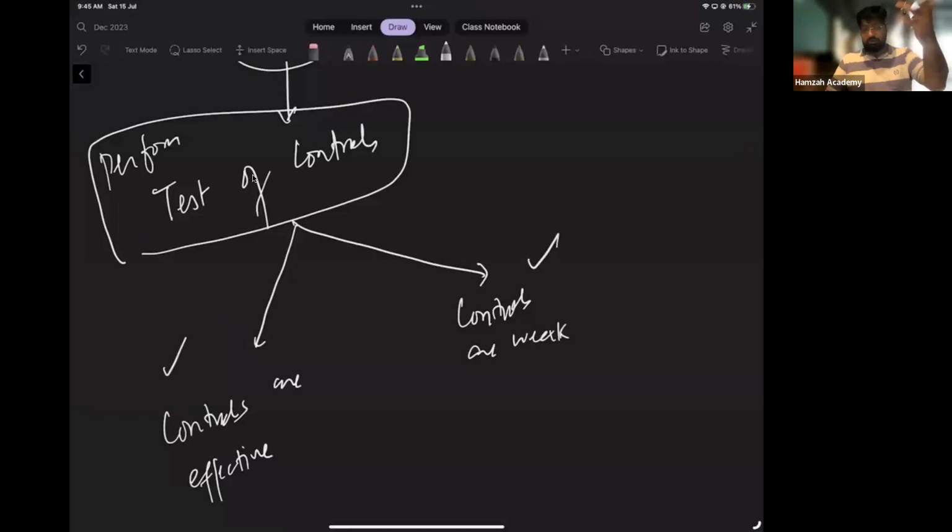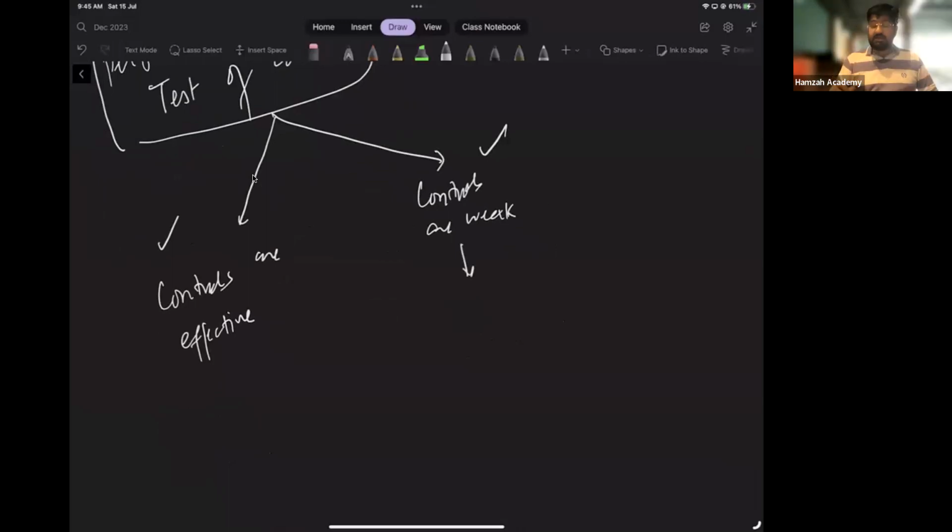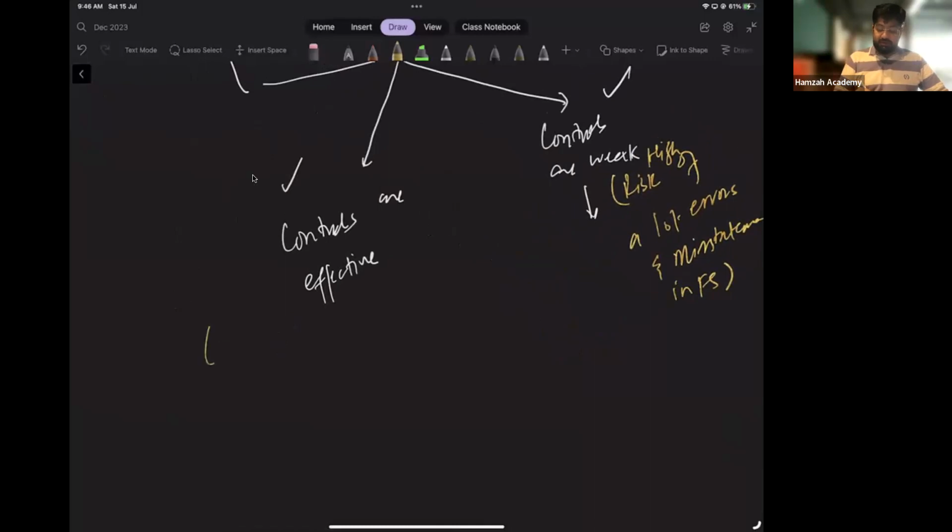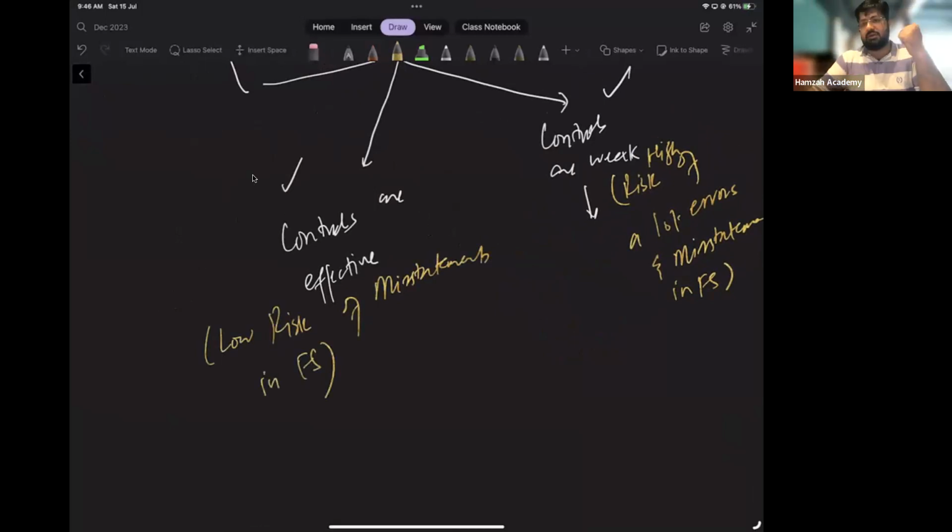Now, if controls are weak, it means things will be messed up in the company's financial statements. It means high risk of a lot of errors and misstatements. Misstatement means an incorrect record in financial statements. What does misstatement mean? Incorrect recording: something under-recorded, understated at a lesser amount, something overstated, or something omitted.